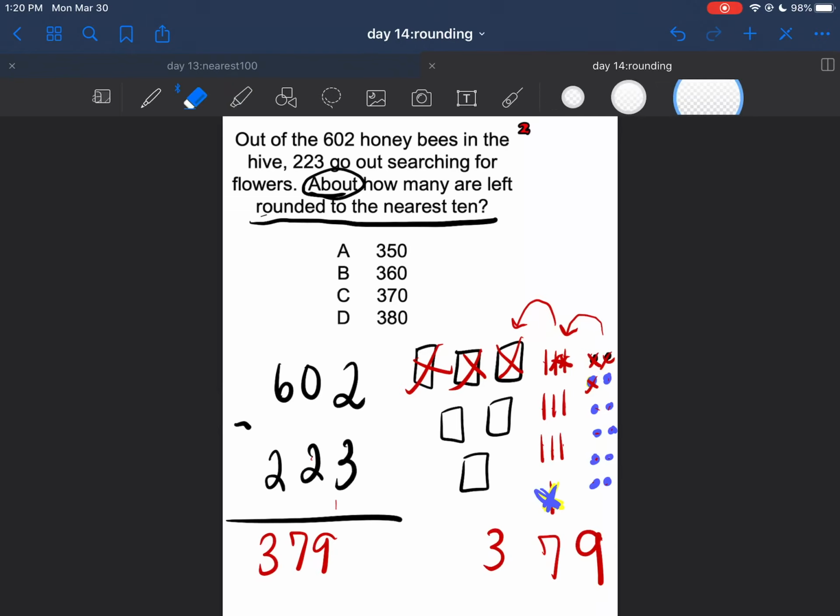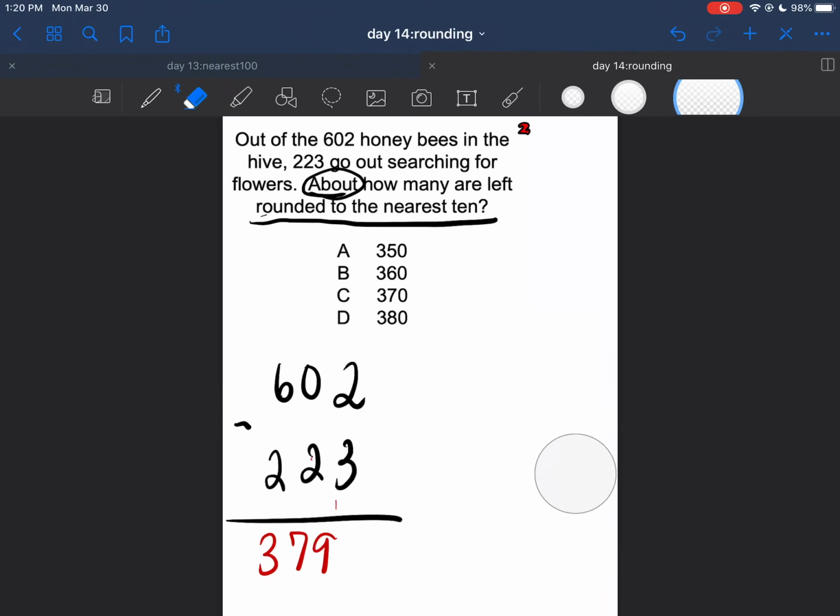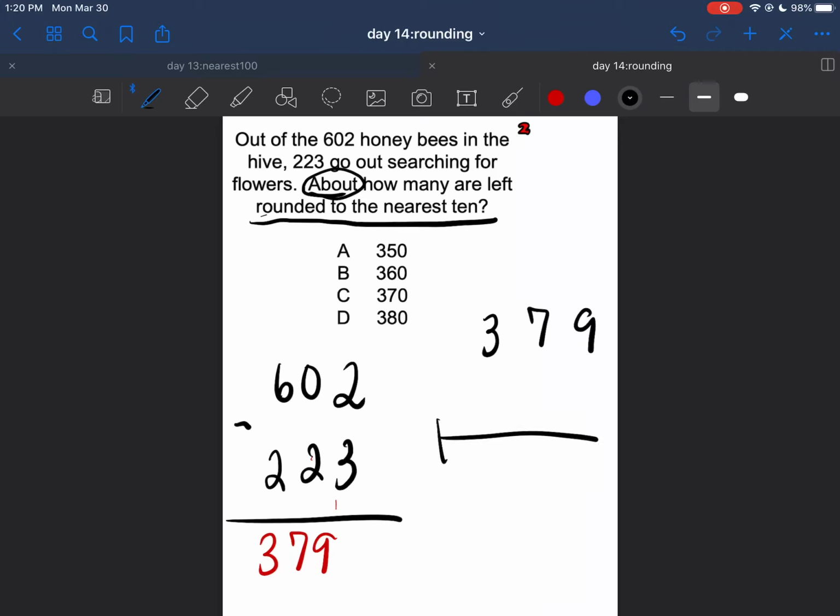However, we are not done. The problem says rounded to the nearest 10. So now I need to round 379 to the nearest 10. The first thing I'm going to do is draw my number line with my benchmarks and my midpoint. Now I'm rounding to the nearest 10. So what place value am I looking at? My tens. Not my 9, but my 7. Are my hundreds going to change? No, so I'm going to go ahead and write those in.